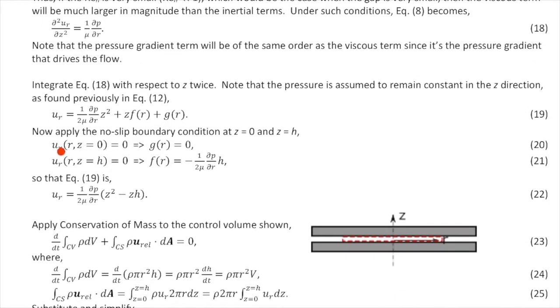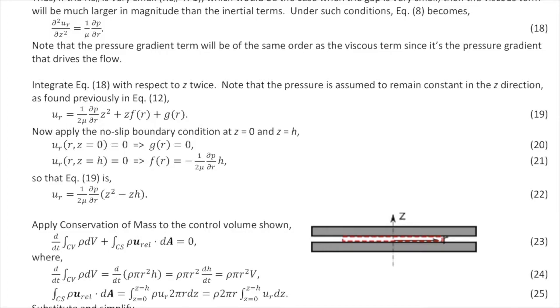That means the radial velocity at z equals 0 is 0, and so g sub r is going to be 0. And then the radial velocity when z is equal to h has to be 0. So the function with respect to r is going to look like this. Then we can combine them together, and this will be our final expression for the radial velocity. It's a parabola. It looks like a Poiseuille flow, just flow between two flat plates, basically caused by a pressure gradient. So that's what the velocity profile in the radial direction looks like.